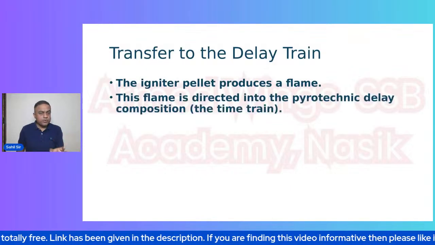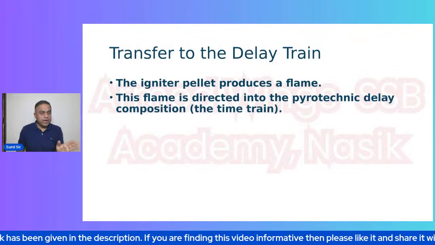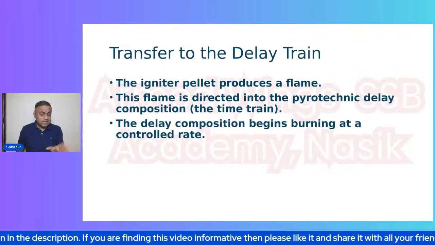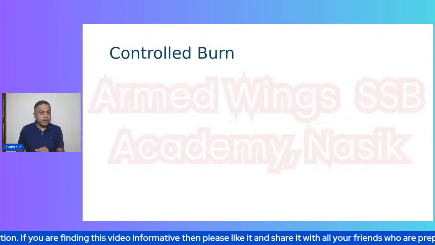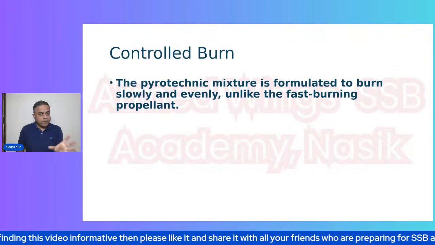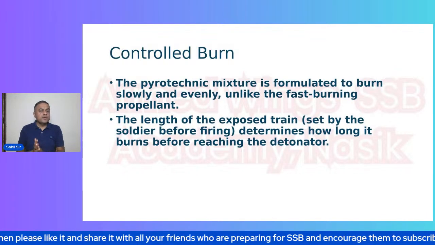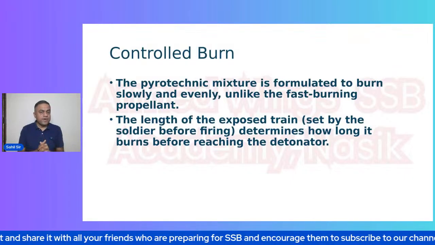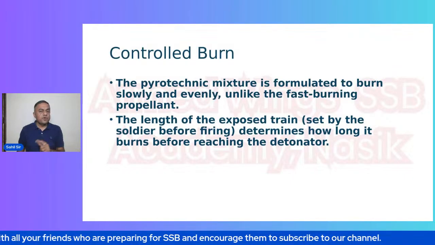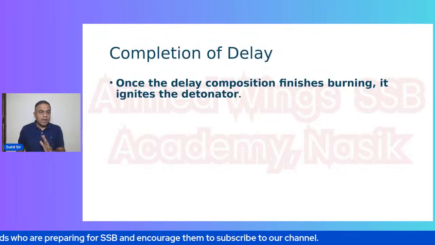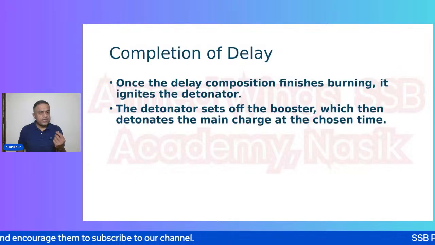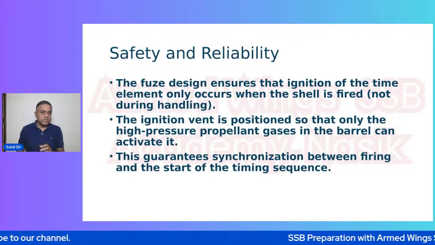The igniter pellet produces a flame. This flame is directed into the pyrotechnic delay composition. The delay composition begins burning at a controlled rate. The pyrotechnic mixture is formulated to burn slowly and evenly, unlike the fast burning propellant. The length of the exposed train set by the soldier before firing determines how long it burns before reaching the detonator. Once the delay composition finishes burning, it ignites the detonator. The detonator sets off the booster, which then detonates the main charge at the chosen time. So that is how this time fuse works.